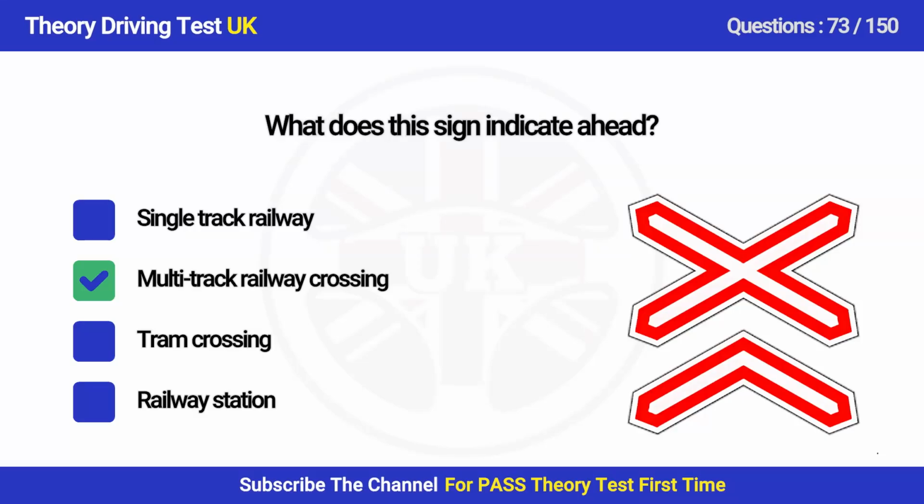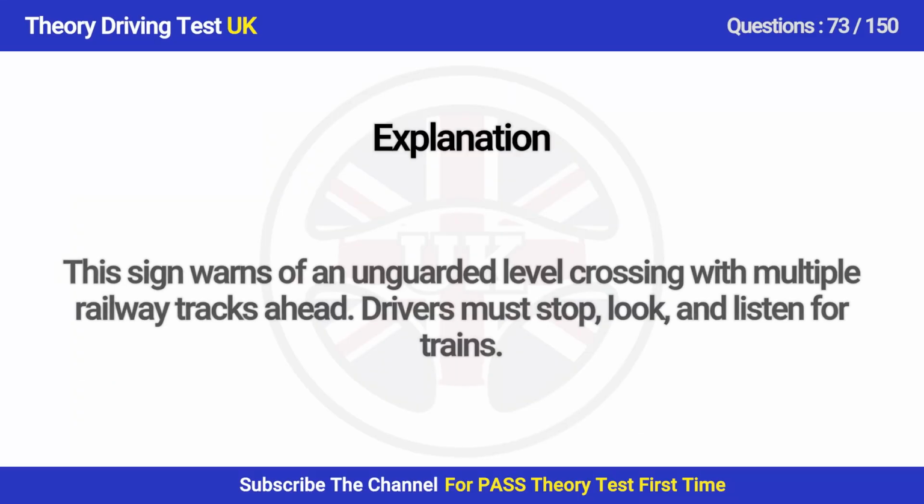Answer is B. Railway crossing. This sign warns of an unguarded level crossing with multiple railway tracks ahead. Drivers must stop, look, and listen for trains.